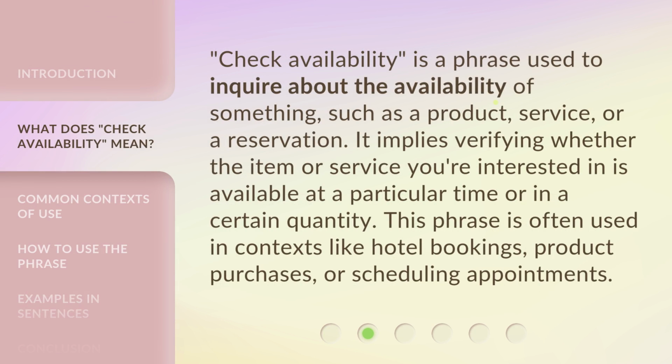Check availability is a phrase used to inquire about the availability of something, such as a product, service, or a reservation. It implies verifying whether the item or service you're interested in is available at a particular time or in a certain quantity. This phrase is often used in contexts like hotel bookings, product purchases, or scheduling appointments.